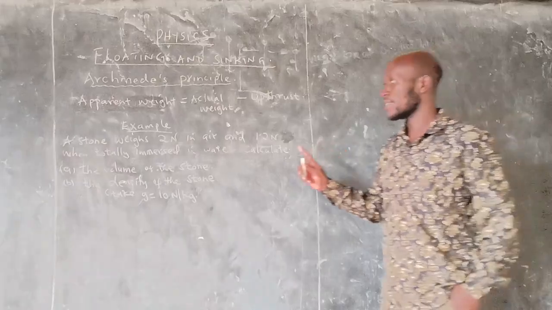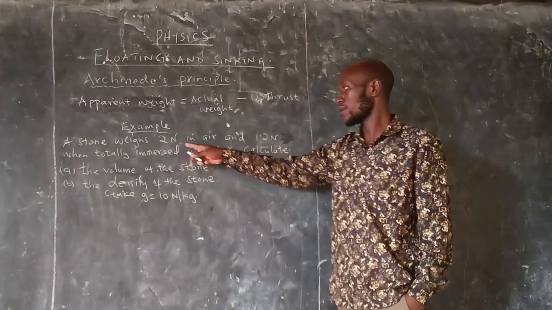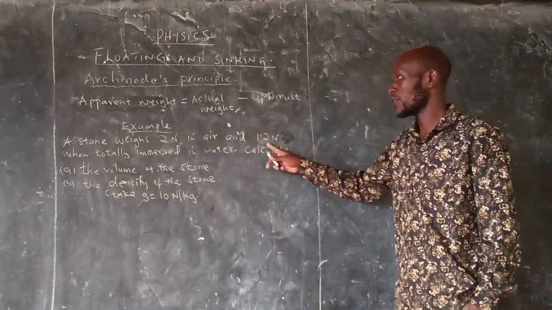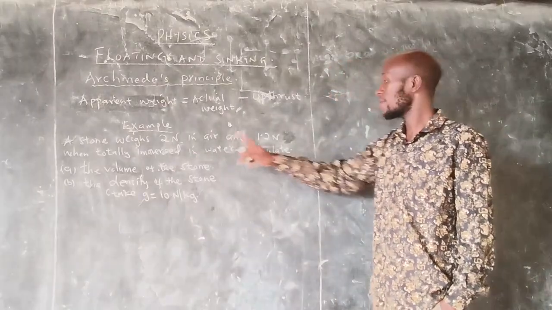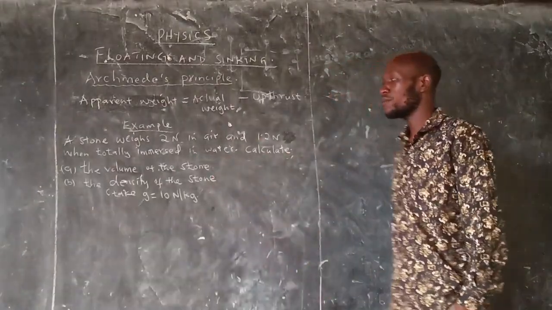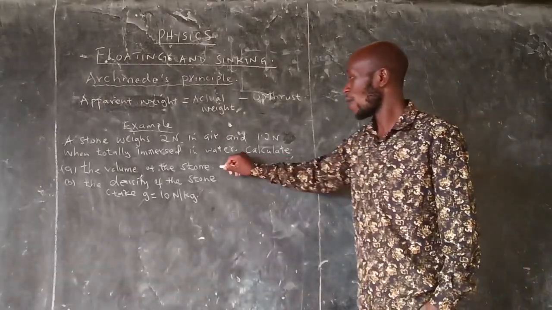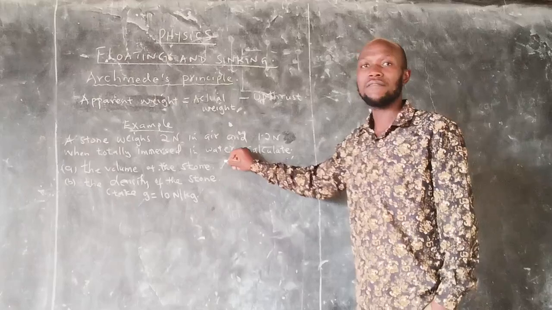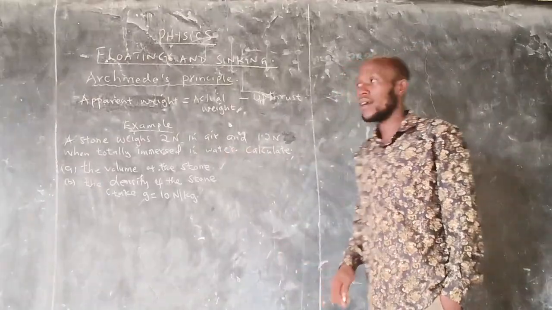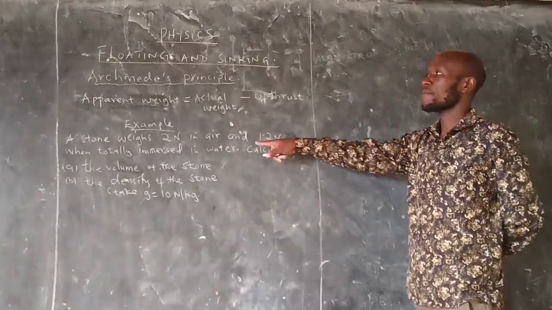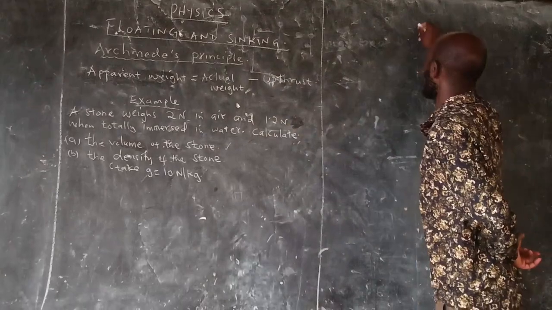Therefore, the example says that a stone weighs 2 newtons in air and 1.2 newtons when totally immersed in water. Water is a fluid. Calculate the volume of the stone. Volume of the stone. In other words, the volume of the fluid displaced. The fluid displaced here is water. Therefore, as we have said, it experiences an upthrust. We need to calculate upthrust from here.